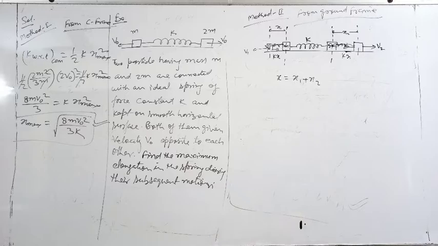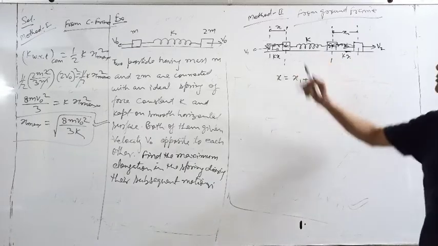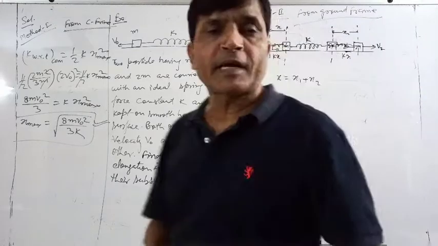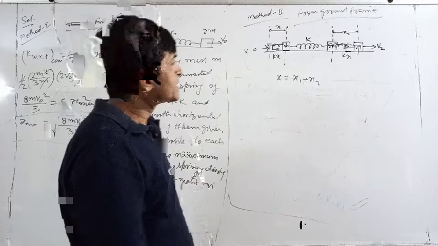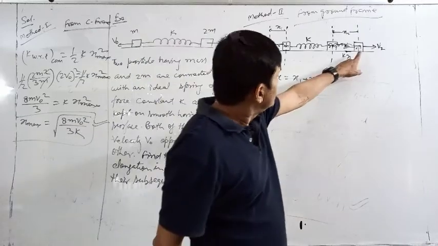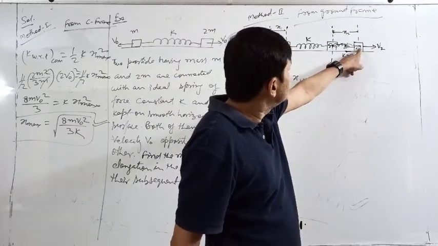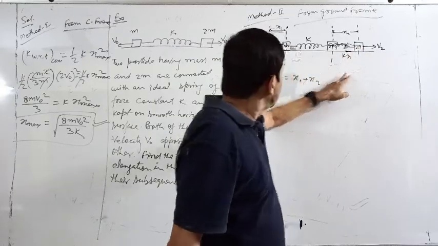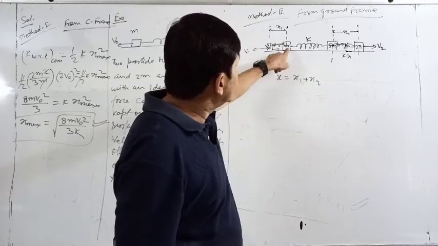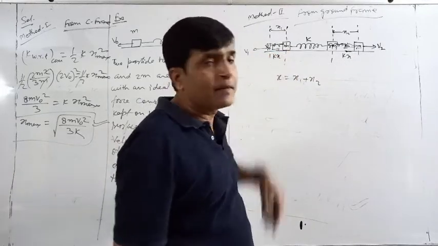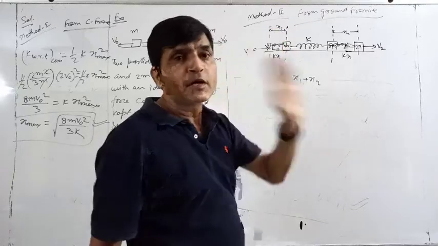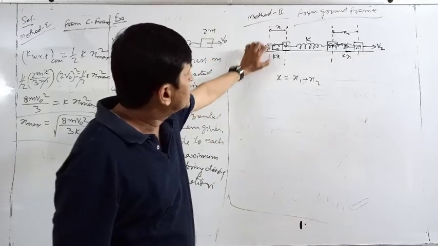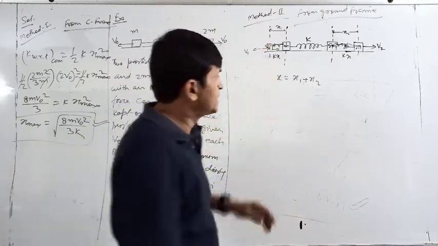See, an important point: the force on both blocks is the same, and that force is opposite to the velocity. That force is decreasing the velocity, but the mass of this is 2m, so its retardation is kx by 2m, and the mass of this is m, so its retardation is kx by m. So this block will have more retardation compared to the other, and this block will come to rest first.